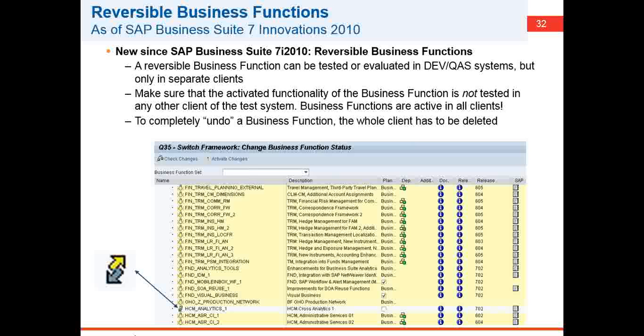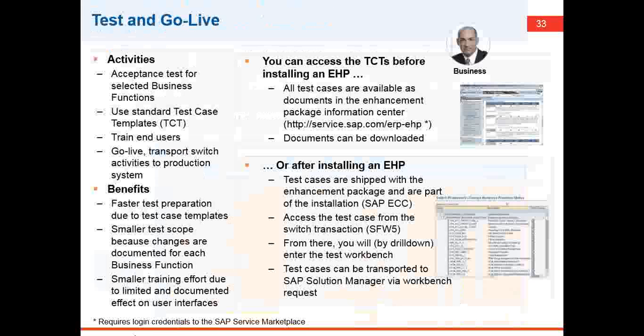Okay, test and go live. There are activities that you can do, acceptance testing using, obviously, your end users. Use standard test case templates that are available. Again, these test case templates are available either on the service marketplace or in Transaction SFW5. So these can be downloaded, modified for your use, and utilized. You train your end users if you've activated any business functionality, and then finally go live after you transport to prod.